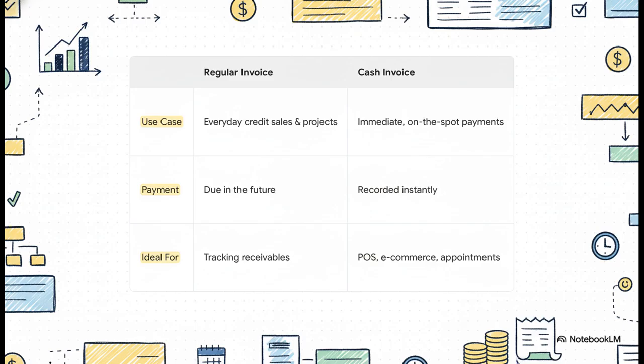So for projects, big services, anything where you're sending a bill that's due later. The cash invoice is for right now. Think point of sale, an online store purchase. We're getting paid right after an appointment. It records the payment instantly.